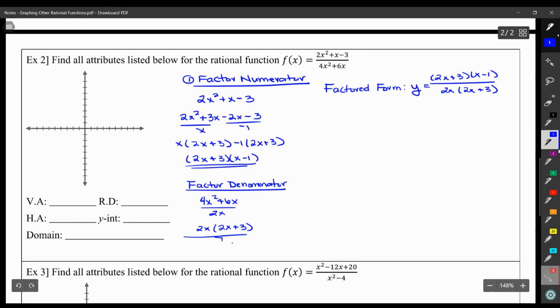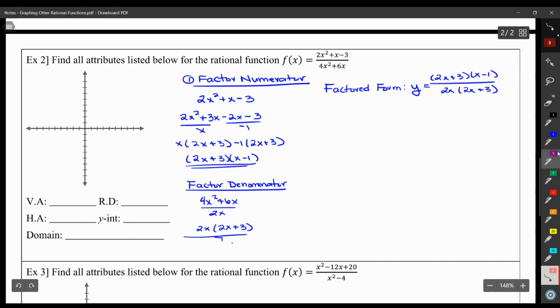And here's your factored form. So the numerator needed the AC method. So 2 times -3 is -6. What multiplies to -6 but adds to a 1 is 3 and -2. The denominator just needs a greatest common factor taken out, and that would be 2x. So our factored form is (2x plus 3)(x minus 1) over 2x times (2x plus 3).